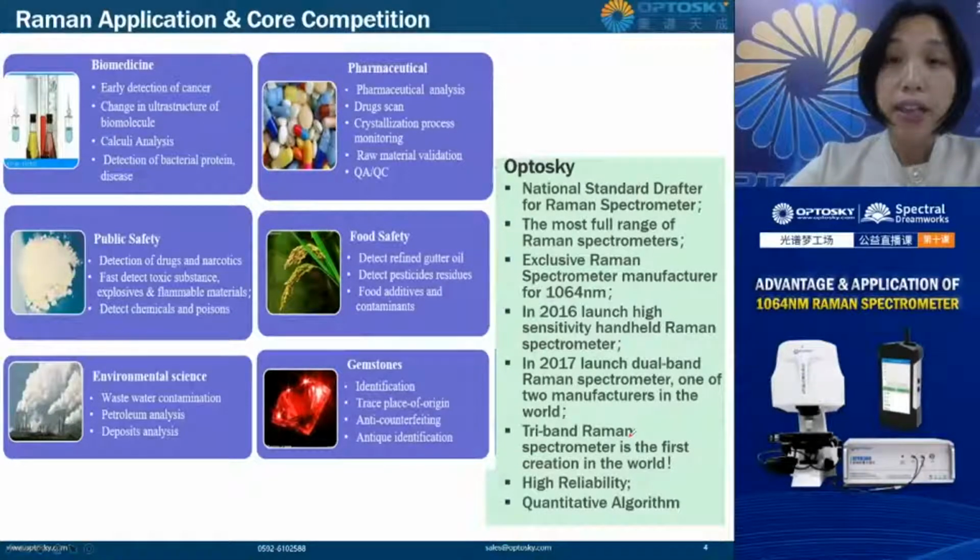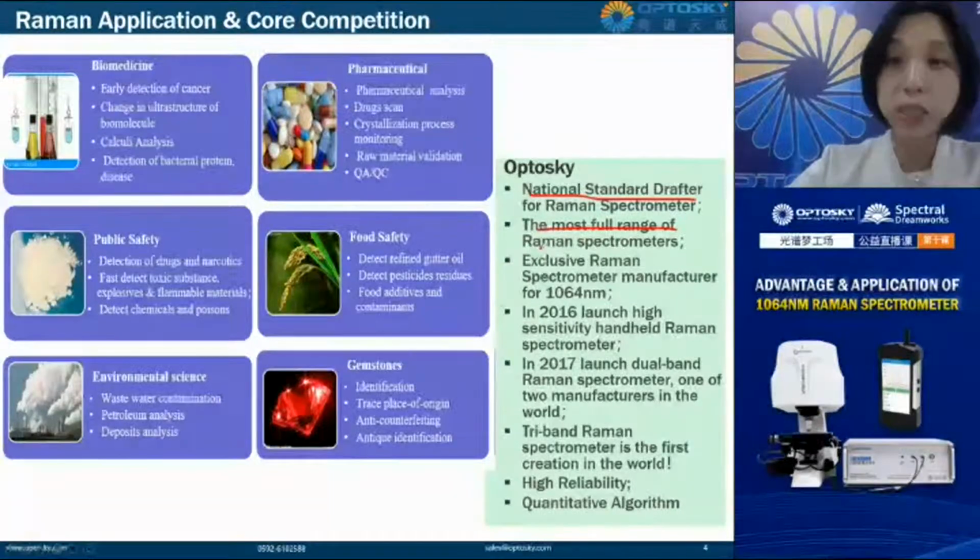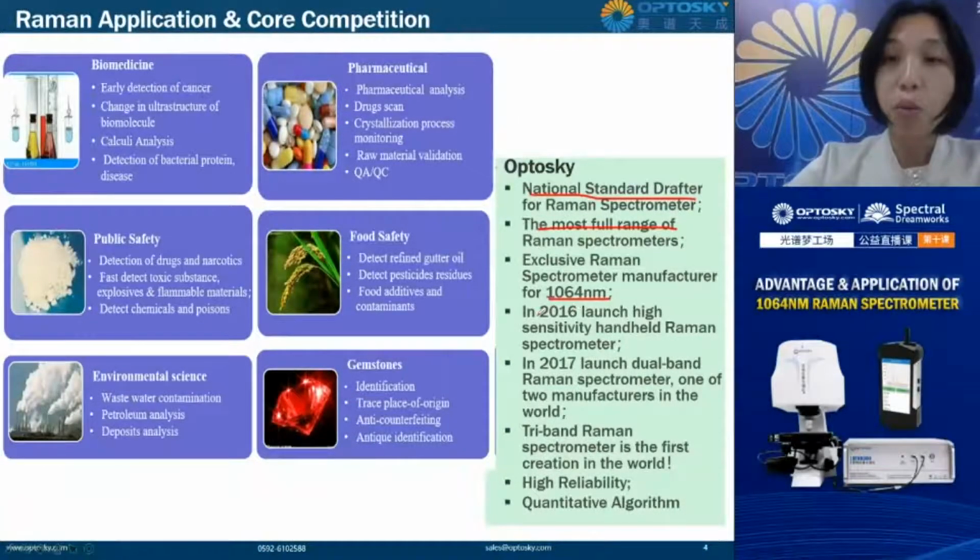Optosky has 20 years of experience in developing Raman spectrometers, not only because we are the national standard drafter for Raman spectrometers, and we also have the fullest range of Raman spectrometers covering from 266 to 1064, and we are a Raman spectrometer manufacturer for 1064. And the third one is that in 2016, we launched the first high sensitivity handheld Raman spectrometers.